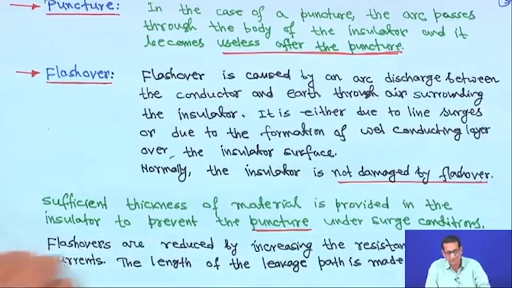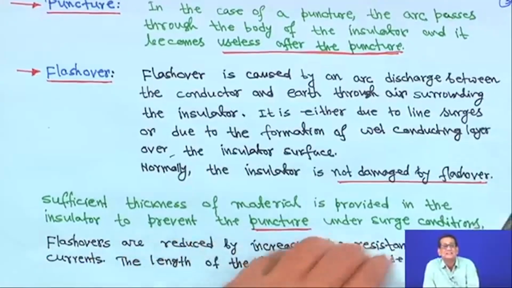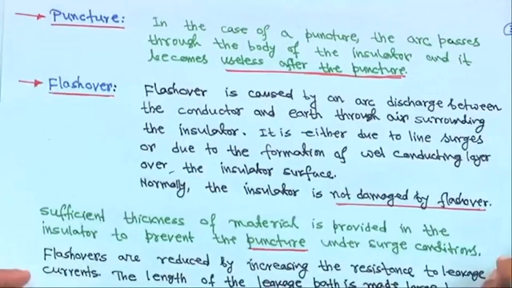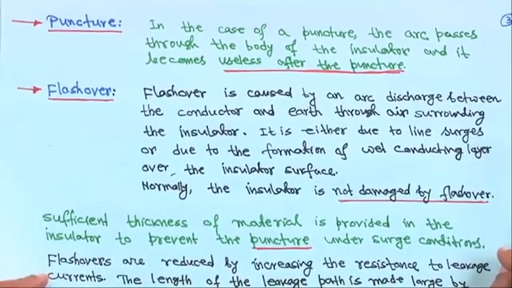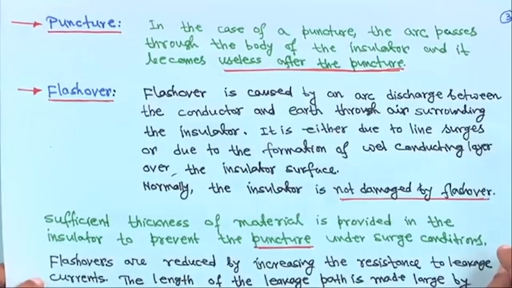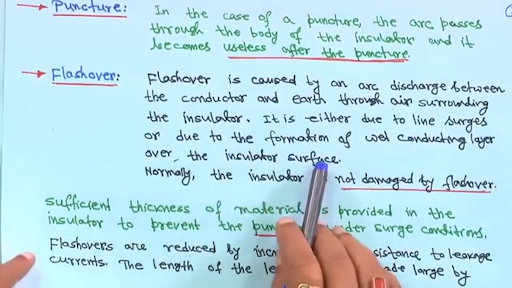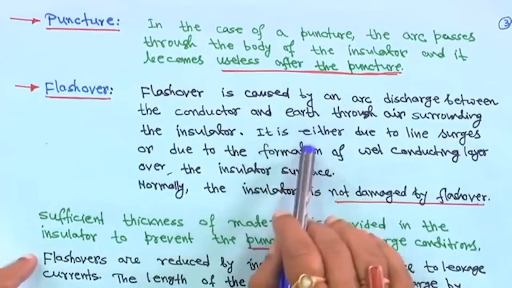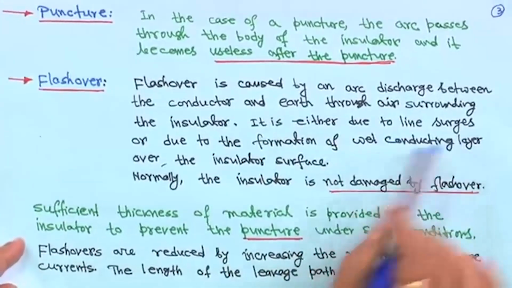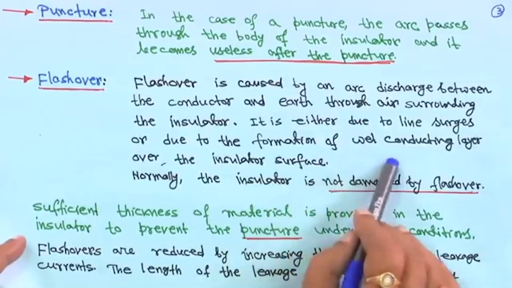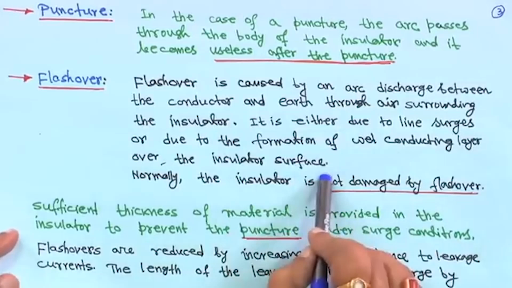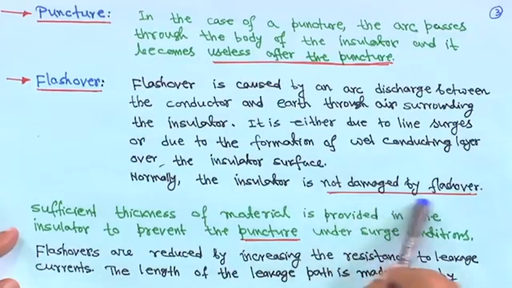If any arc forms and passes through the body of the insulator, then the insulator will be totally damaged. Once a puncture happens, although the phenomenon is very rare and the probability of happening is very less, if it happens the insulator will be totally damaged, right. And then flashover. Flashover is caused by an arc discharge between the conductor and earth through the air surrounding the insulator. So, it is either due to line surges or due to the formation of a wet conducting layer over the insulator surface. Normally, the insulator is not damaged by flashover.